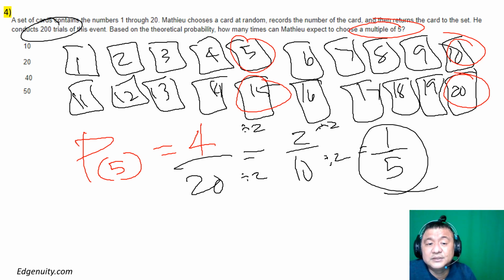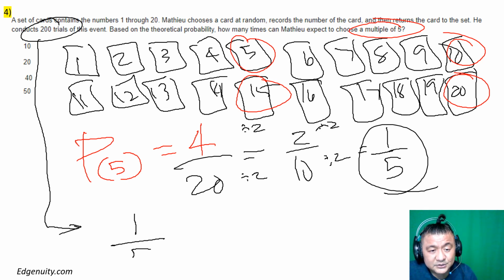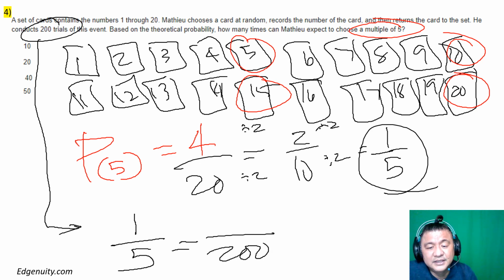But guess what? That's the theoretical. We now do an experiment based on 200. So the probability is 1/5. We will now predict for the 200. What pattern do you see from the bottom? Times 40. So on top I do times 40. Therefore, 1 times 40 is 40.